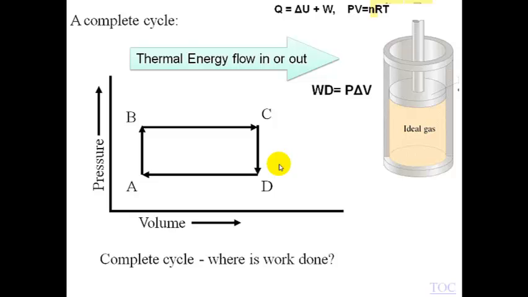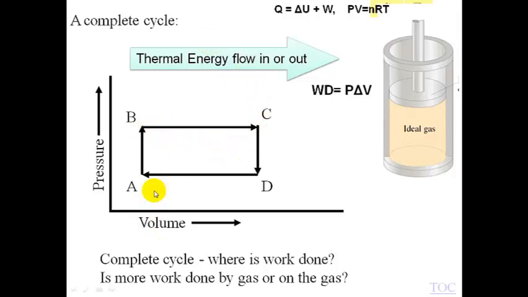Where is the work done? The work done is when there is basically a change of volume. It does work there to the surroundings. Here, the surroundings do work to it. So B to C, it does work to the surroundings. D to A is the surroundings do work to it. Here we have thermal energy goes in there and there, a lot of thermal energy. And we have thermal energy coming out there and thermal energy coming out there.